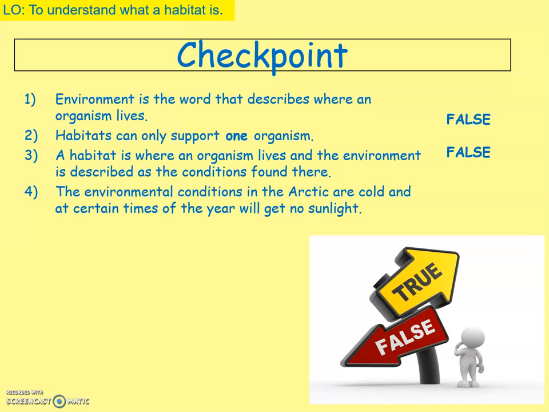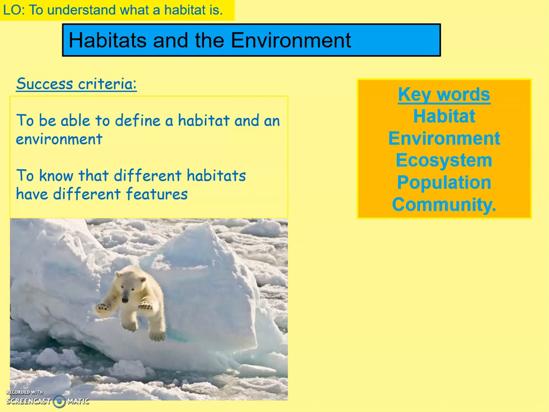Question three. A habitat is where an organism lives and the environment is described as the conditions found there. That's true. Question four. The environmental conditions in the Arctic are cold and at certain times of the year we get no sunlight. True or false? That's true. Well done. Okay, so how did you do? Well done, you.